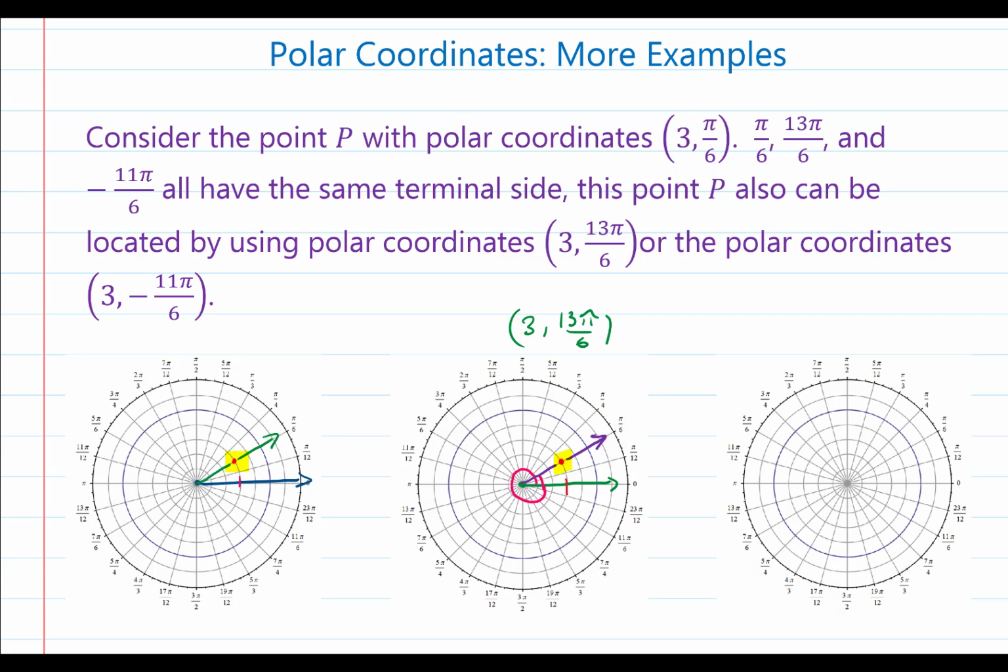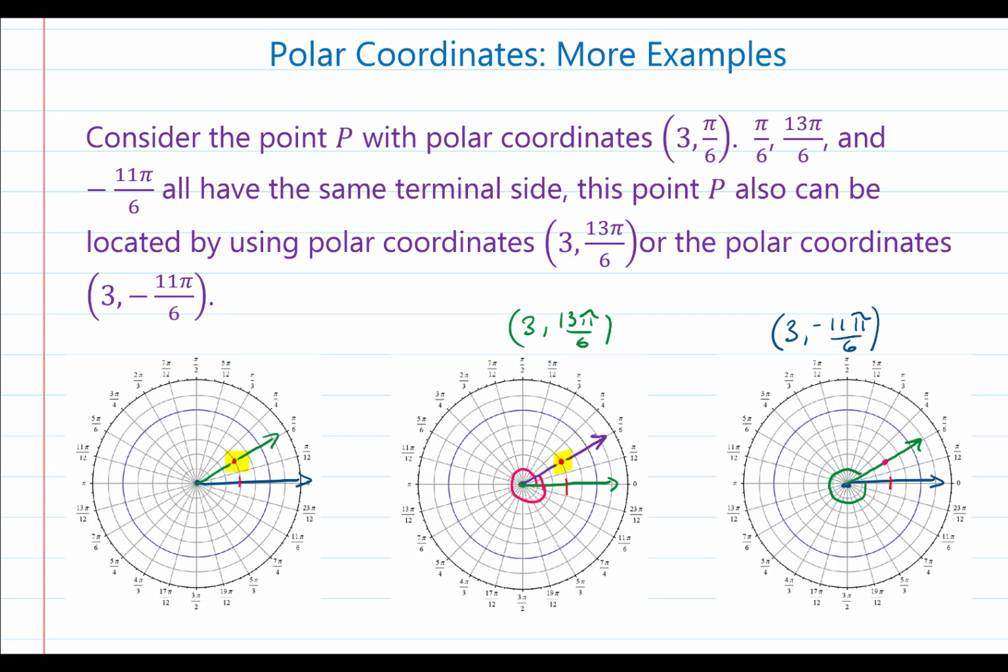I'm now going to repeat the same process for (3, negative 11 pi over 6). Again, I'm choosing negative 11 pi over 6 because it actually has the same terminal side as pi over 6. So I'm going to graph my pole and my polar axis. I'm going to go 3 units out along the pole, but this time I'm going to rotate negative 11 pi over 6. This means the rotation is clockwise instead of counterclockwise all the way around the coordinate plane until I get to the coterminal angle, which is pi over 6. I'm going to go 3 units out along that terminal side, and so there's my point.